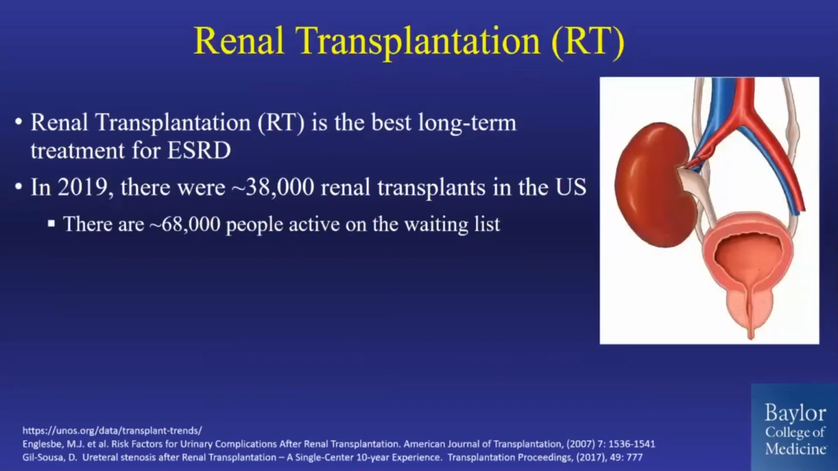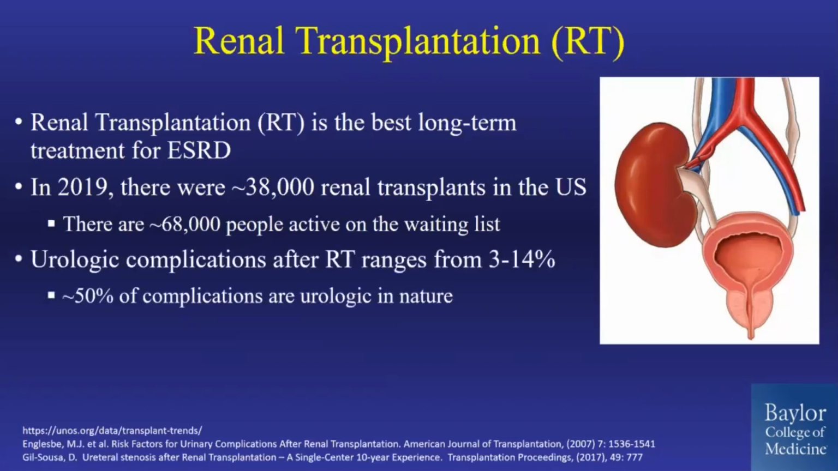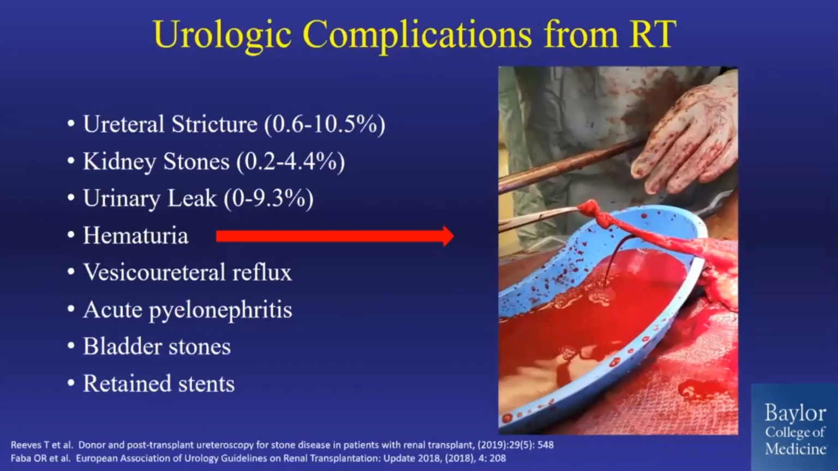Renal transplant, we know, is the best long-term treatment of end-stage renal disease. We know there's an organ shortfall. There were 38,000 transplants in the US in 2019, yet 68,000 people were on the list. And we are involved with these patients. Up to 50% of the complications that they experience are urologic in nature, and some of them perhaps more acute and dramatic than others.